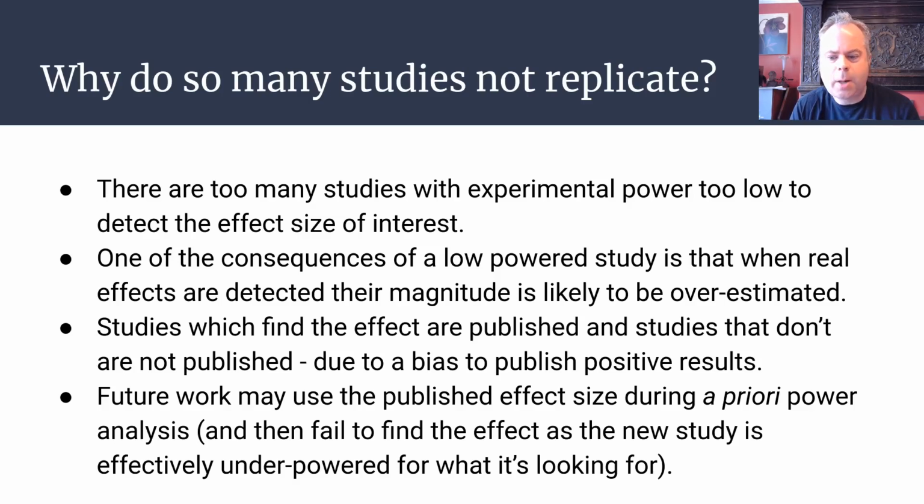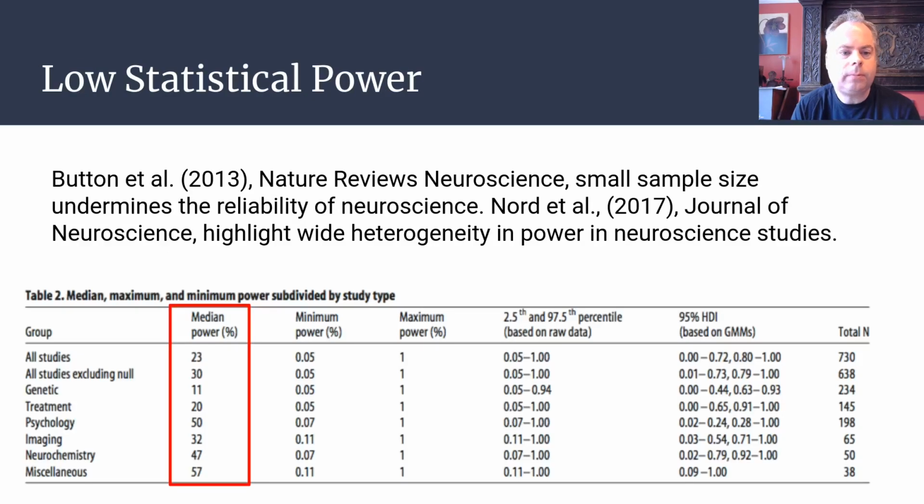Studies which find the effect are published, studies that don't are not published. So you end up with this publication bias. And one of the issues around this is if you're doing any sort of power analysis or data simulation for a study that you want to run yourself, you might actually base your expected effect sizes on the literature. But if the literature itself is wrong or overestimates those effect sizes, then you'll end up also running an underpowered study, and the problems then sort of continue.